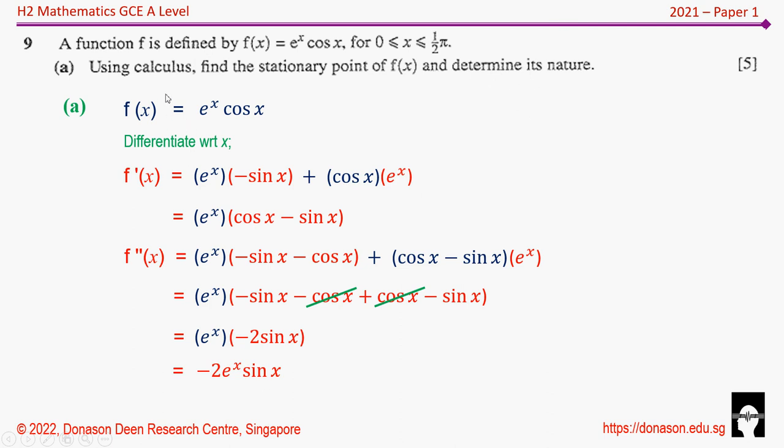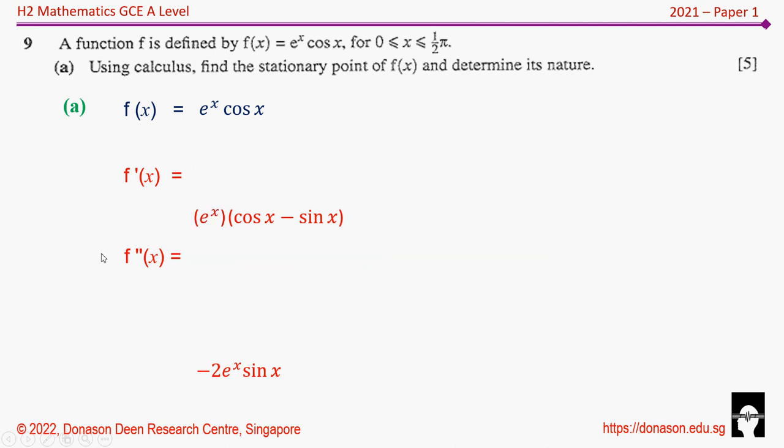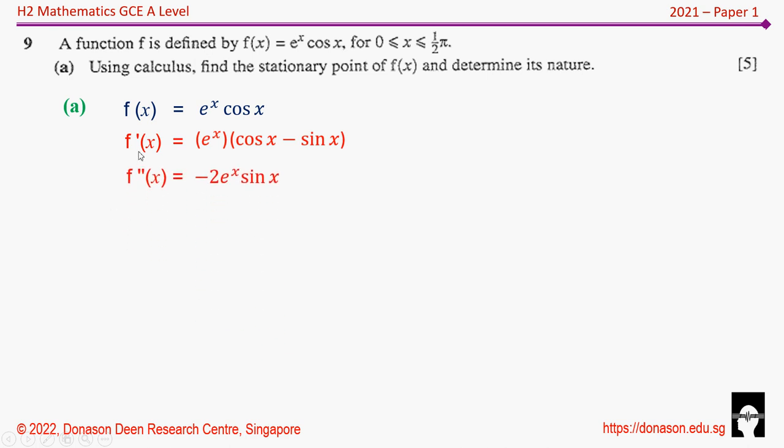Now let us work out the x coordinate of the turning point. In order to get the x coordinate of the turning point, we need to equate the first derivative to 0, because at the turning point f prime x should be equal to 0, or dy/dx should be equal to 0, as you know.